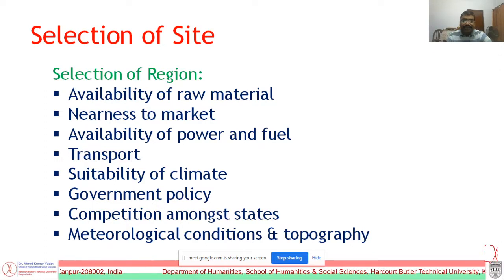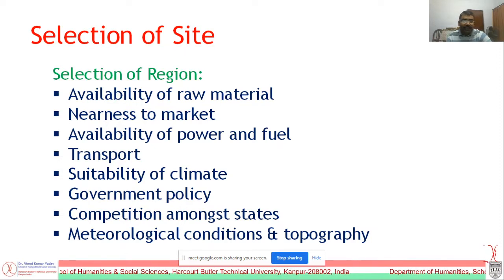Plus government policy is very important to understand. When you are choosing a location or region, government policy is very important. Earlier China had the policy to attract most of the global manufacturers. Now India is also trying to portray that they are giving you an open heart to come and establish your firms.